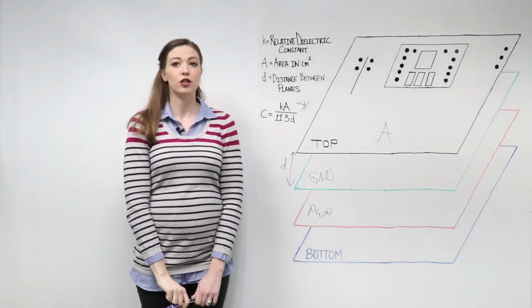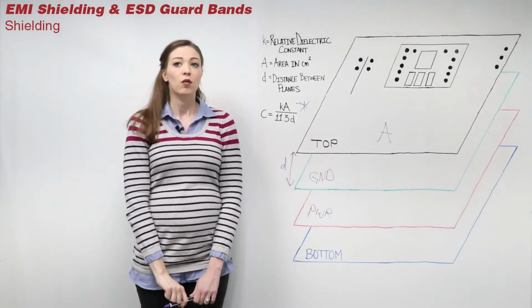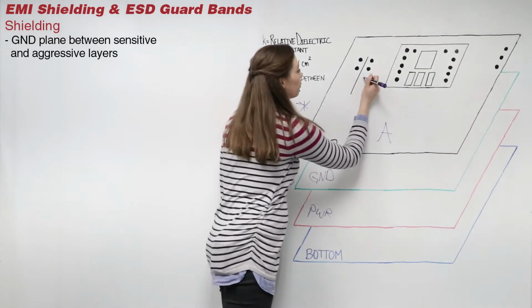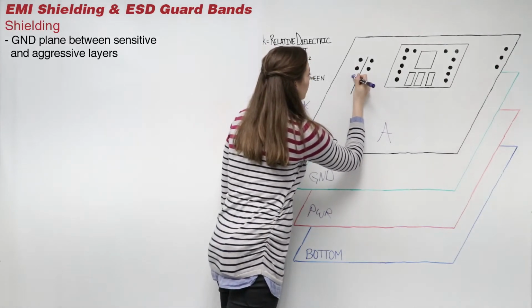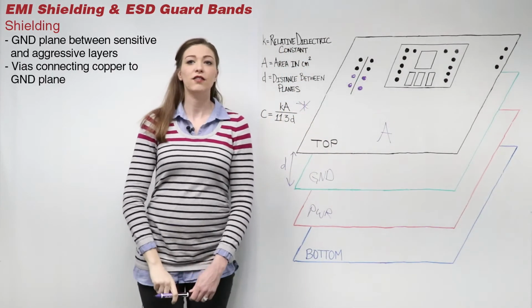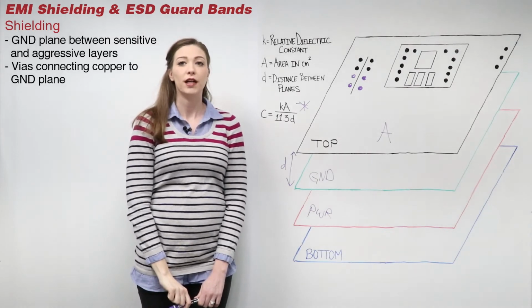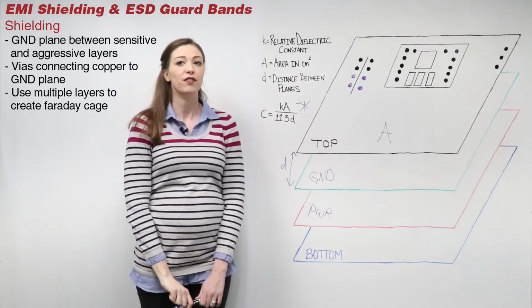Copper planes can also be used for EMI shielding and ESD guard bands. When placed around a sensitive trace or component, a layer of copper attached to ground can provide a shield. Multiple ground planes can be stitched together to form a type of Faraday cage to keep EMI in or out.